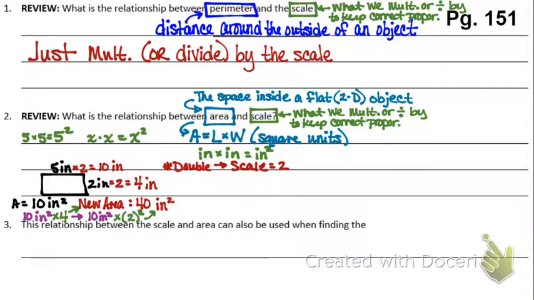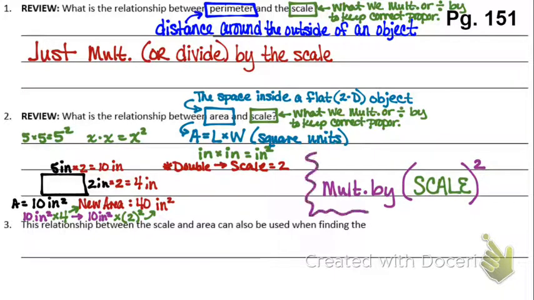So the relationship between area and scale, whatever my scale is, it's going to be my scale squared. Multiply by the scale squared. Why is it squared again? Other than because Ms. Bolt said so?